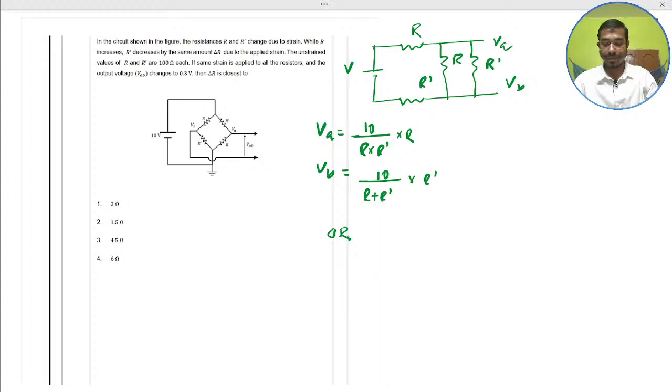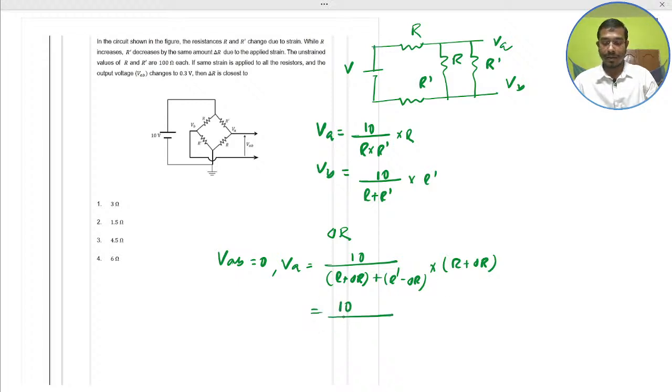Del R by this equation, because VAB is 0. So VA means what? 10 divided by the changed resistance, R plus del R plus R dash minus del R, into R plus del R. That would be what? 10 divided by R plus R dash, into R plus del R.